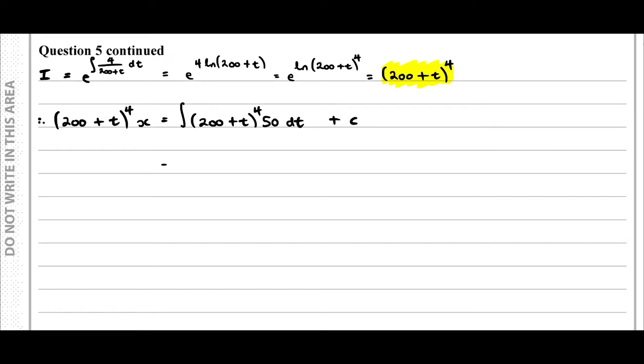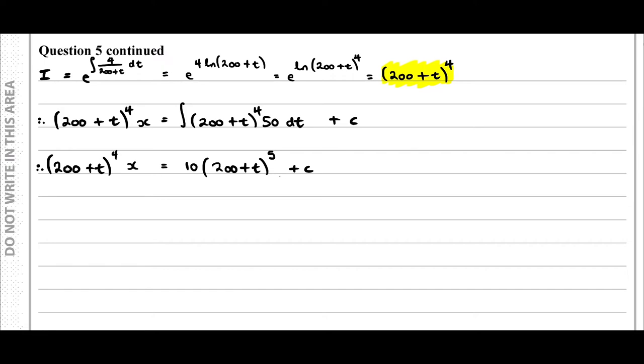we end up with 10 lots of (200 plus t) to the power of 5, because remember we add 1 to the power, divide by the new power, and then divide by the differential of the bracket, and we do that using the reverse chain rule. And then we still have this constant c. Okay? So let's just write this out in full. We have (200 plus t) to the power of 4 multiplied by x equals this.